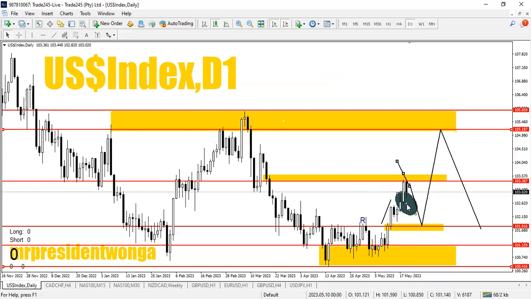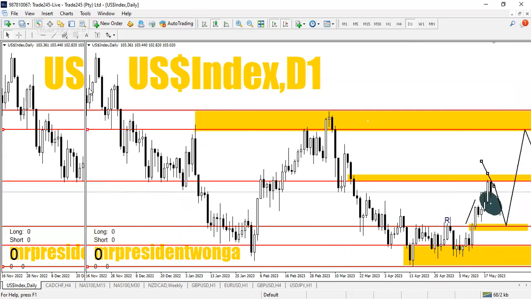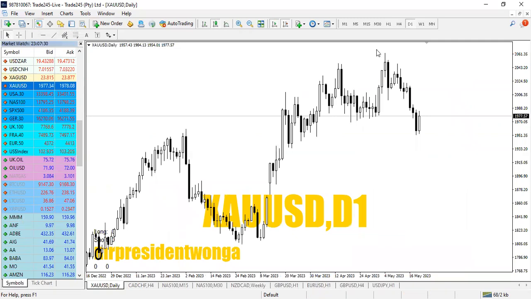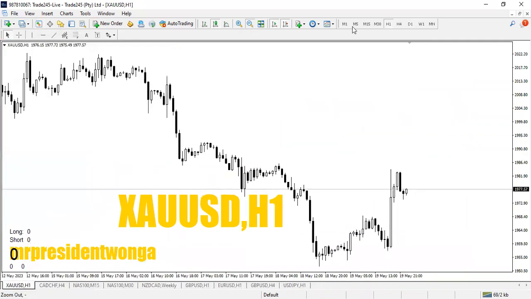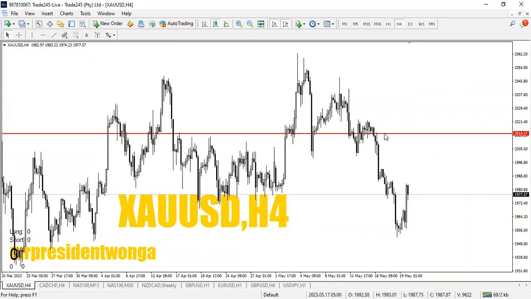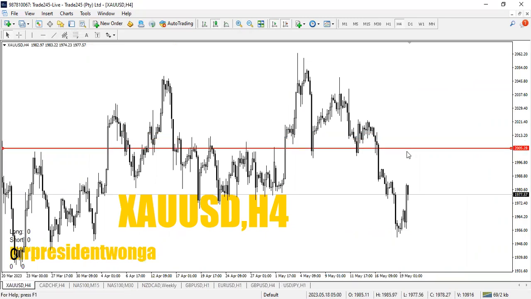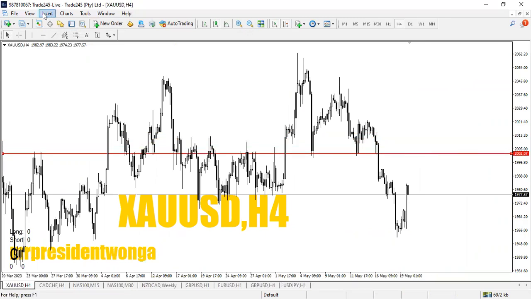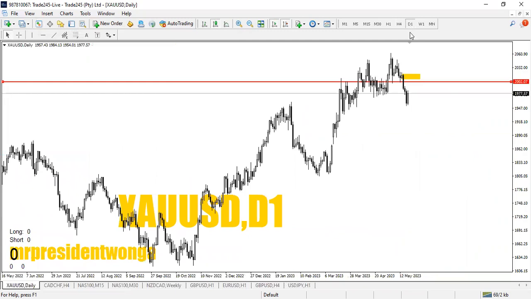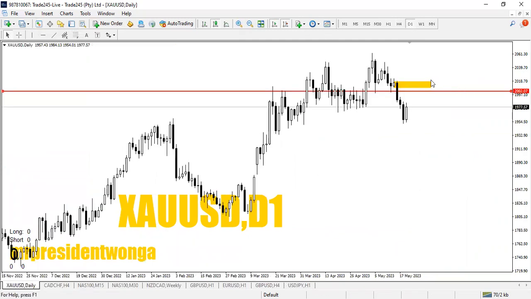Okay. So now, once you've done the dollar index, we can now take a look at gold. Okay. If the dollar index is indeed dropping, what we're expecting on gold is for it to come to this level, test these levels, expecting it to push and test these levels. Okay. We expect it to touch that level.